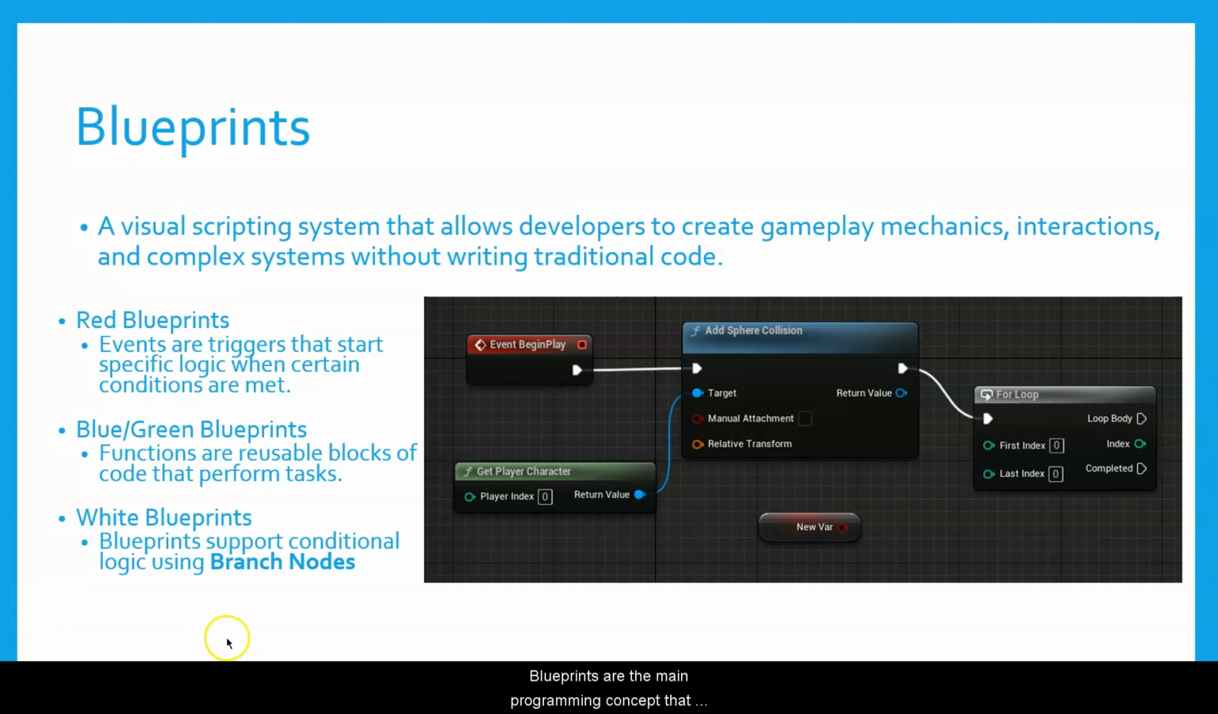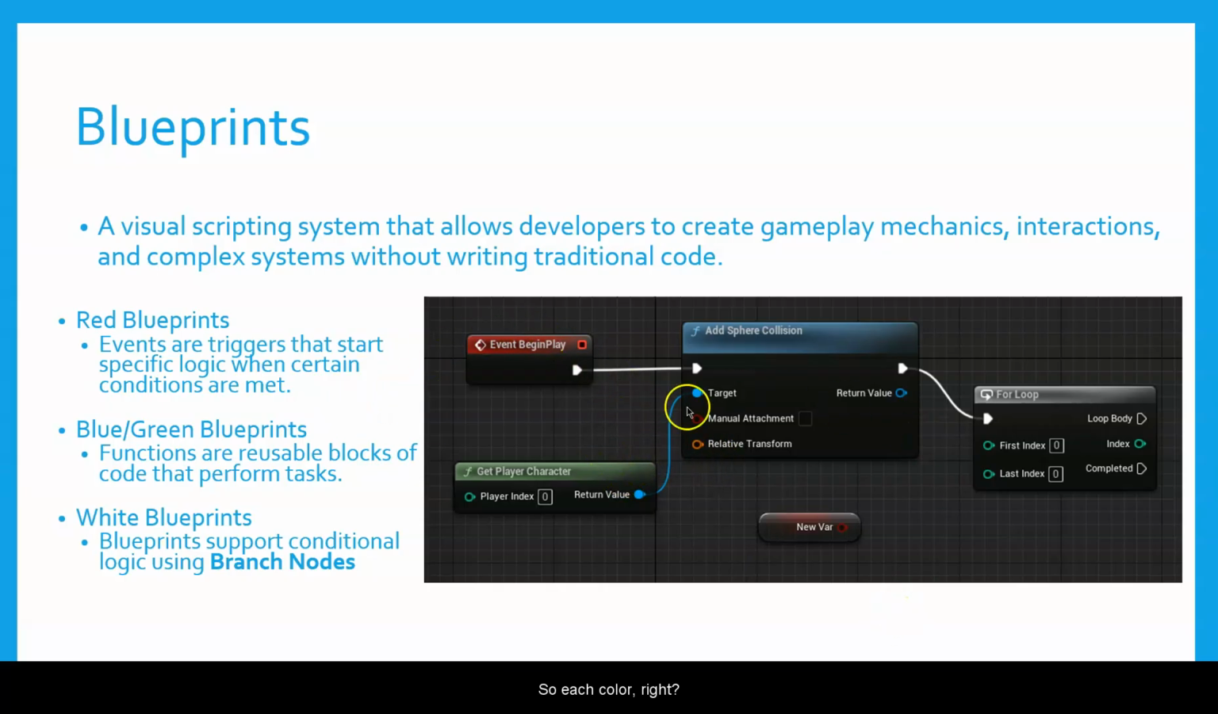Blueprints are the main programming concept that Unreal uses, and that we're going to be using for this class. When I say programming, this is how we're going to actually code the system to do what we want it to do. Blueprints are basically a visual scripting system, or block system, because you get these little blocks of things that do stuff. It allows you to create gameplay mechanics, interactions, and complex systems, and you don't have to actually write the individual code that goes along with it.